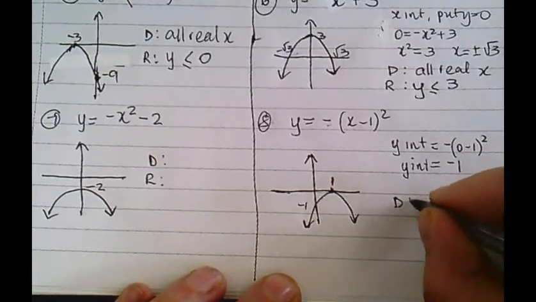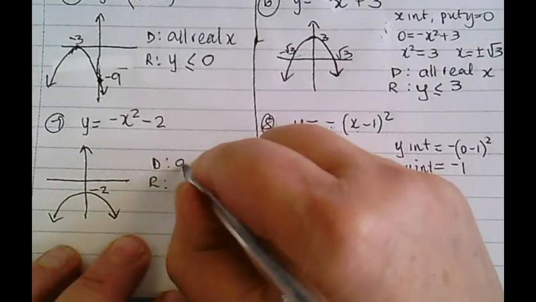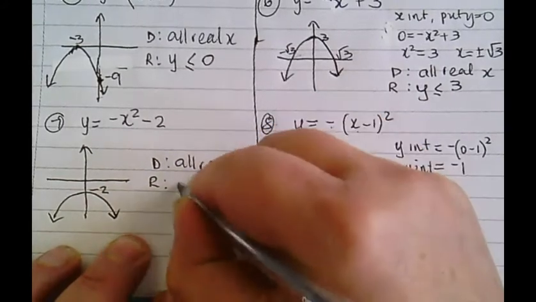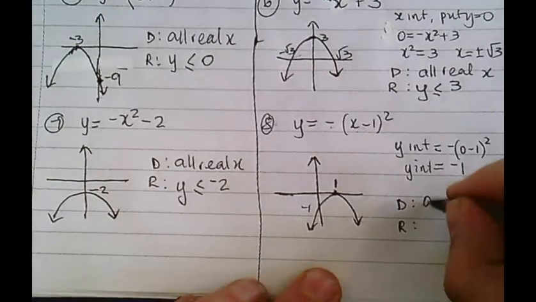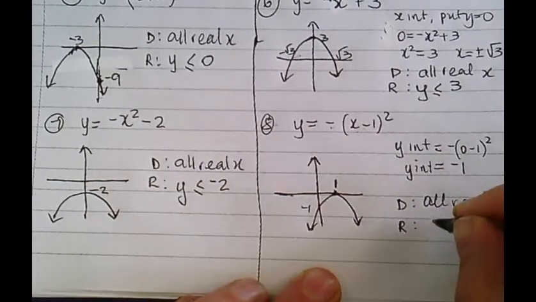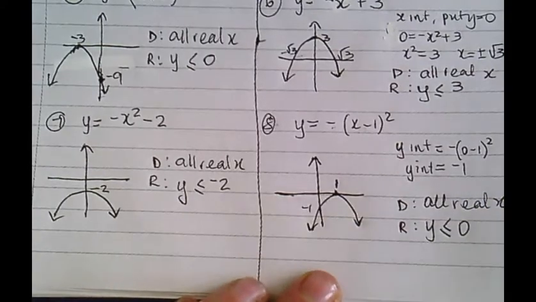All right, domain and range. Oh, over here, what was the domain? All real x. What's the range? Y is less than or equal to negative 2. And the last one, the domain, all real x, and the range, y is less than or equal to 0. Okay?